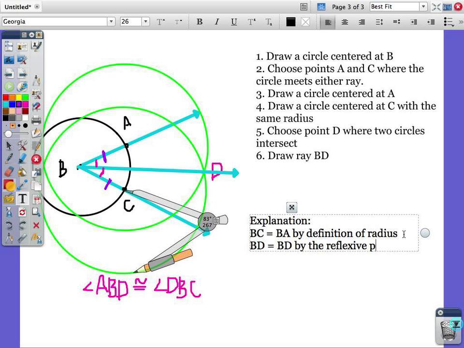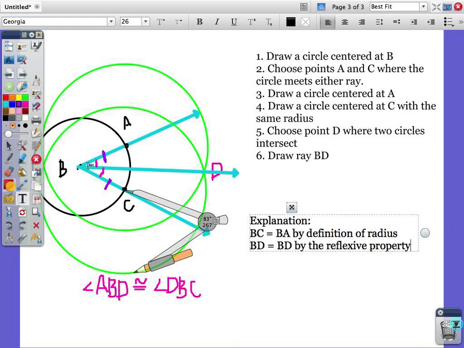Axiom 1, reflexive property. Do y'all remember that a while back? It's on the board. Look, this segment BD is congruent to itself. Anything is congruent to itself. It's called the reflexive property.